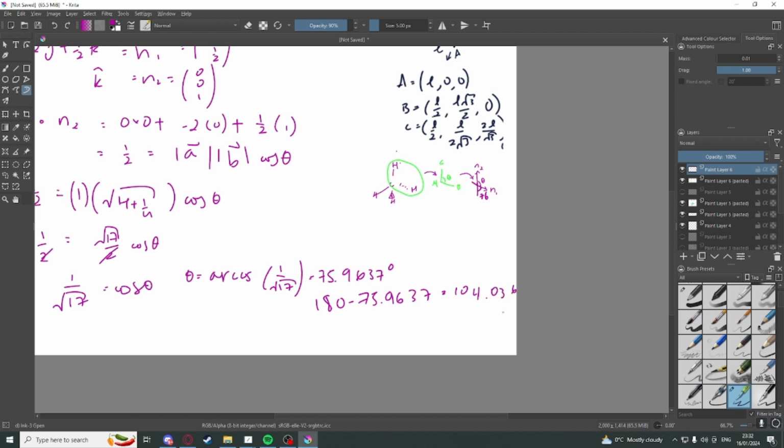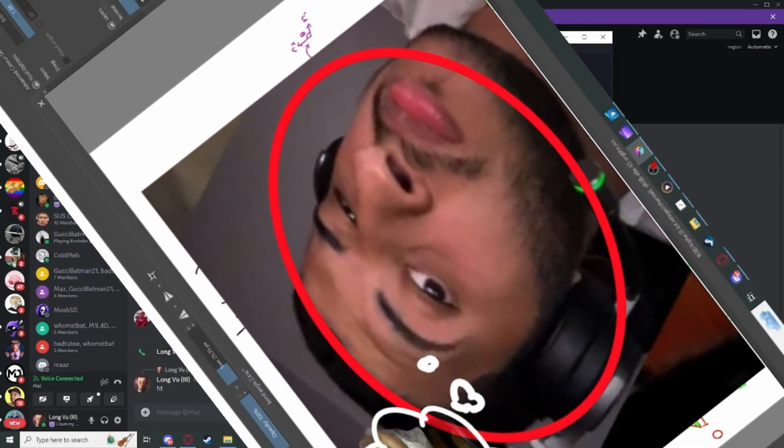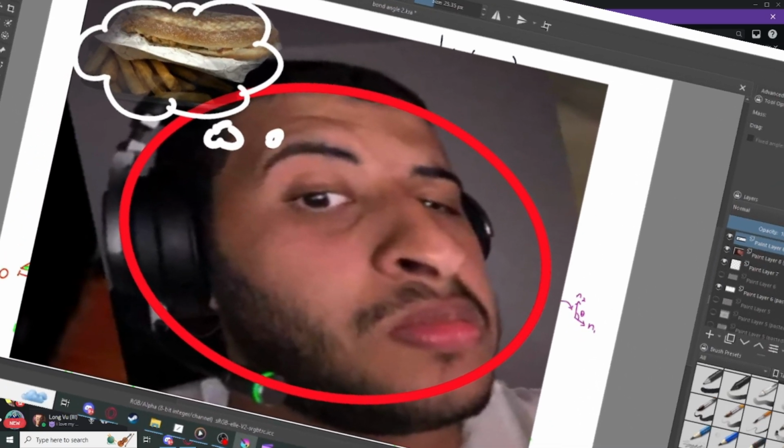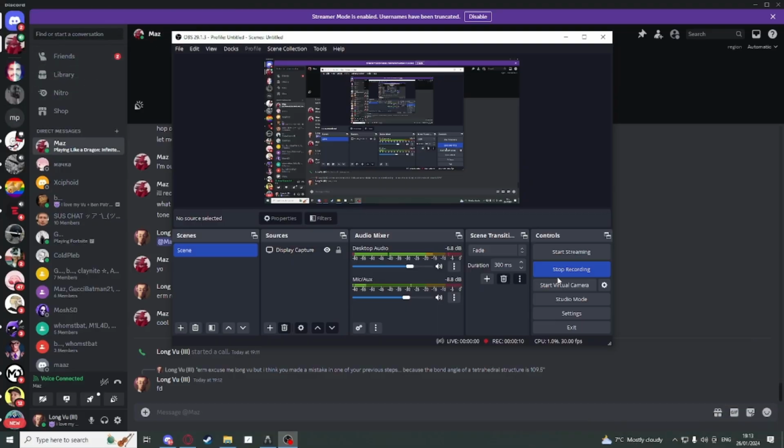104.036. Wait, that doesn't seem right. Isn't it 109.5? What? Excuse me, Longvu, but I think you made a mistake in one of the previous steps, because the bond angle in a tetrahedral structure is 109.5.